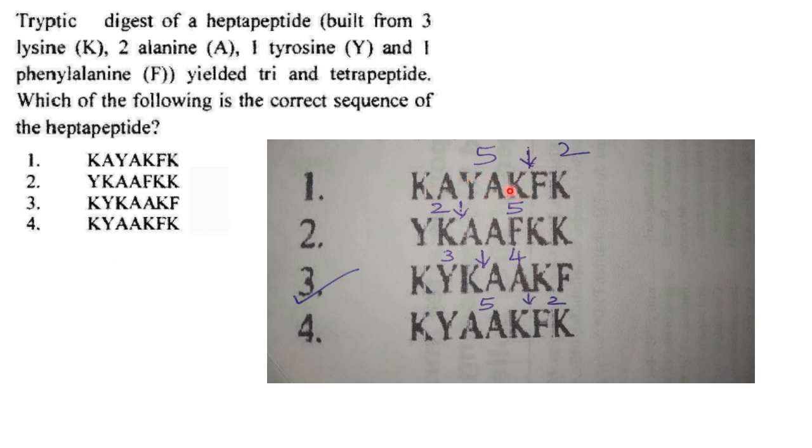So the first option you will get 5 and 2, pentapeptide and dipeptide. Then the next option here also you can see the digestion I have marked over here. Here you will get 2 and here you will get 5 sequences. Then over here the third option, if you see, you will get a tripeptide and a tetrapeptide. So option 3 is the answer.